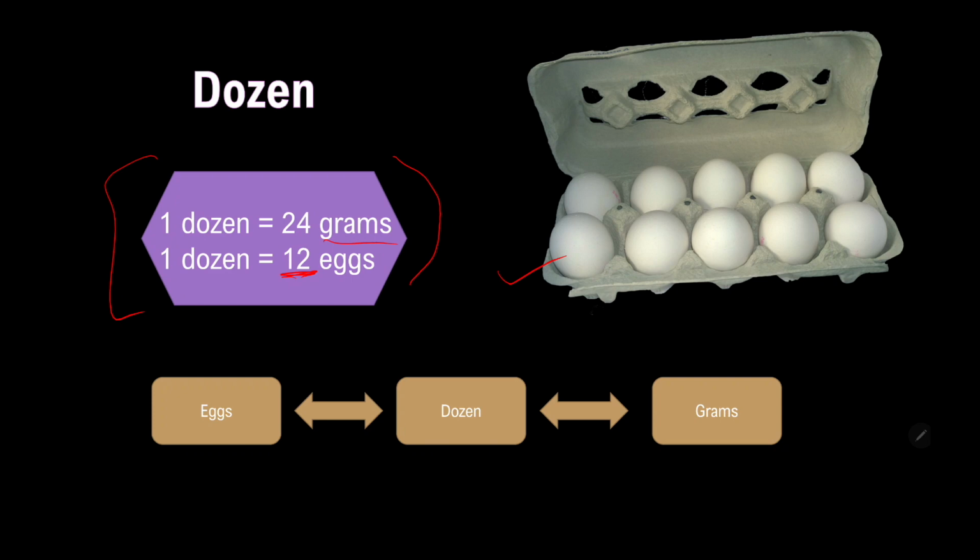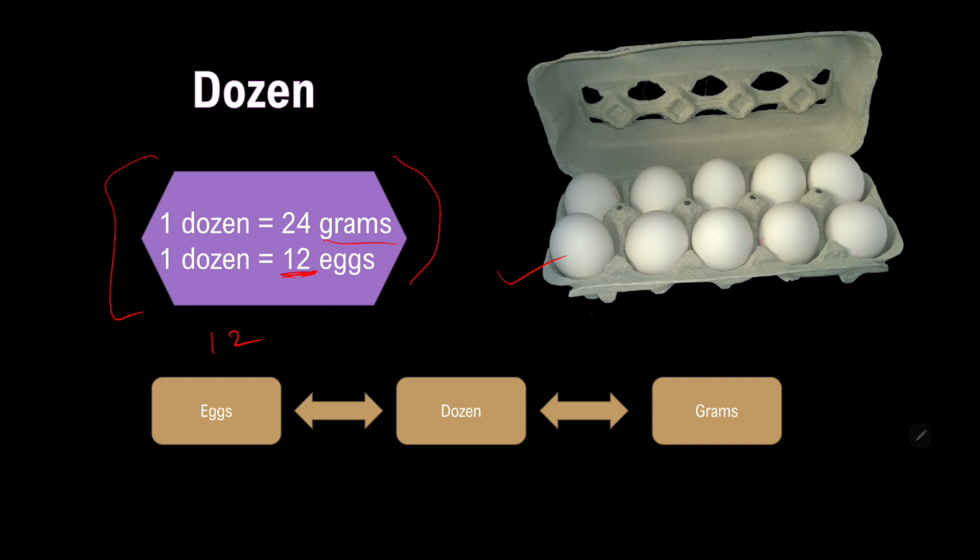Now let's see how a dozen acts as a bridge between mass and number. If I ask you a simple question: if you have 1 dozen eggs, how many eggs do you have? Your answer will be, sir, we have 12 eggs. But how do we basically reach this point?